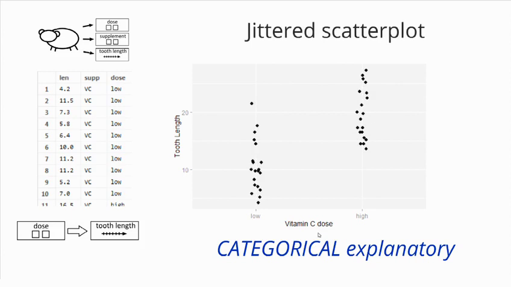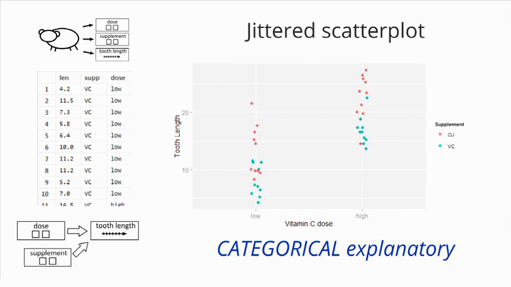And jittered scatterplots are totally awesome and are really the best graph of all time. Every guinea pig is on the graph. I just had to move it slightly sideways so that I could see what it is. It still lines up with the correct thing on the y-axis, and because it's above the low one, we put it in the right spot. So that's great. I can see that if you have a high dose of vitamin C, you get a longer tooth length.